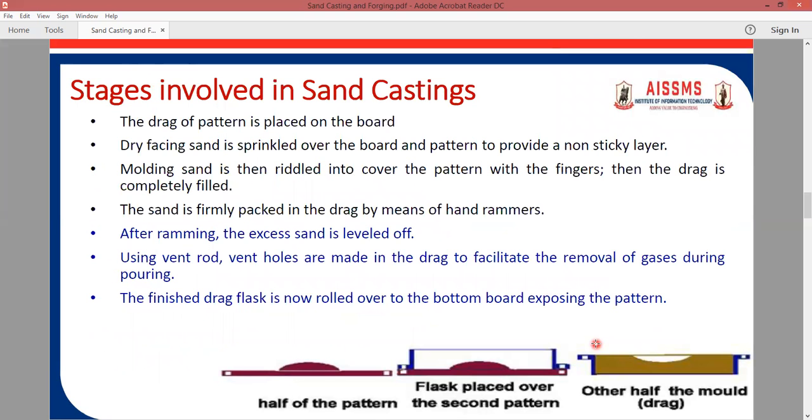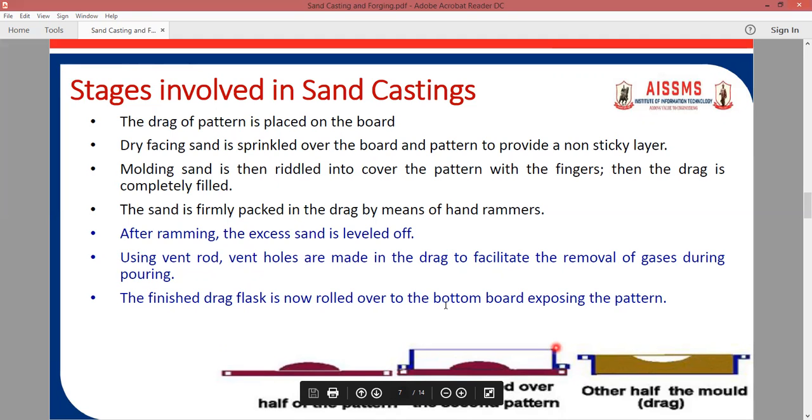Then stages involved in the sand casting. So the first stage is you have to place the drag pattern on your board. Then this drag pattern is placed on the board. After placing the drag pattern, you have to sprinkle the molding sand around that drag pattern to fill this box uniformly. Then you have to ram that molding sand properly in order to achieve a uniform distribution of the molten metal around the drag box.